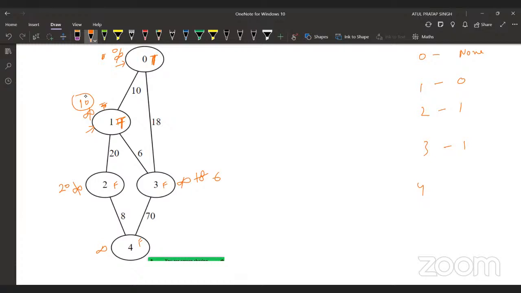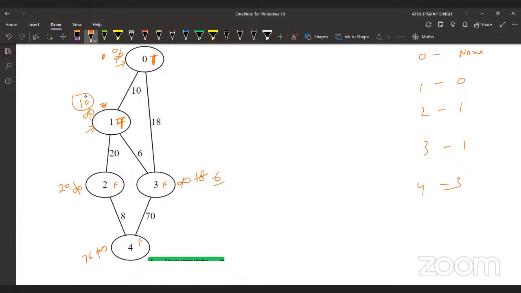Okay, same thing. Now our unvisited vertices are 2, 3 and 4. The minimum distance is 6. So now we will check from 3. Since 0 and 1 have already been visited, we will check 3 to 4 only. So 6 plus 70 is 76. Okay, so this will be updated to 76. So we will update that, and we record the parent information 4 to 3. Okay, only one node is updated.